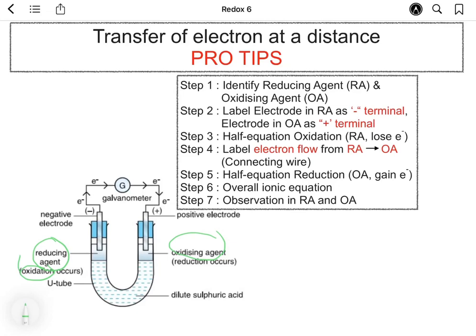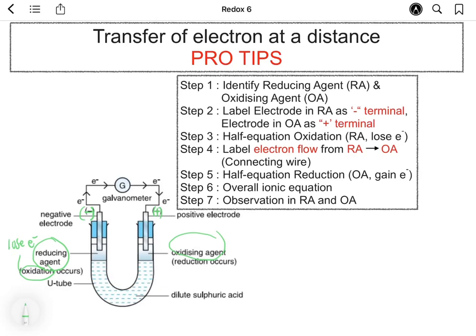So before we can do that, reducing agent will undergo oxidation, and oxidation involves loss of electron. And since this electrode is dipped inside reducing agent, which will lose electron, this electrode is negative terminal. So negative terminal here will indicate where the electron came from, and the opposite electrode will then be the positive terminal. Step 3, we will write the half equation of oxidation.